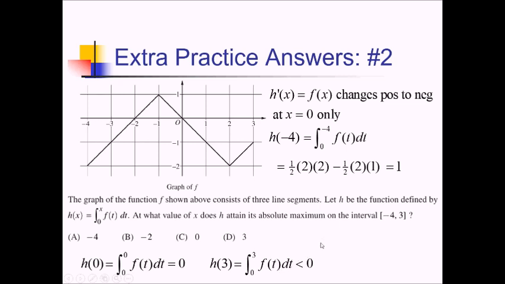So out of all these possibilities, we have a 1, we have a 0, we have a negative. 1 is going to be the absolute max, and that happens at x equals -4. So that's going to be choice A.